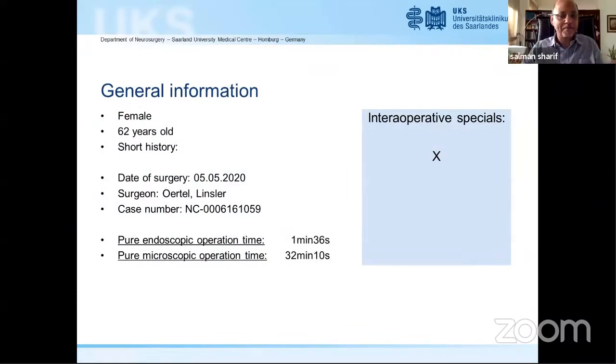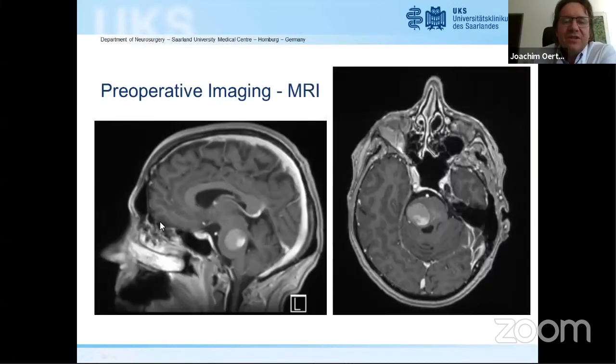Yep, we can. It's a recently done case, actually three days ago. It's a female lady, 62 years old. She had a short history. She presented with some gait ataxia and numbness in her right face. And well, obviously we did a micro endoscopic procedure, and these are the images.